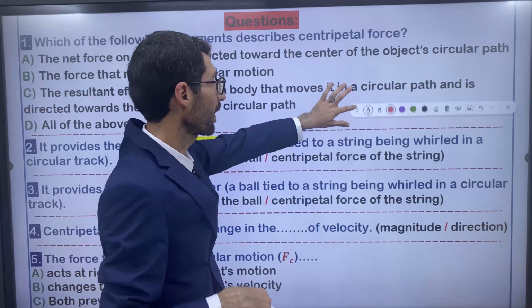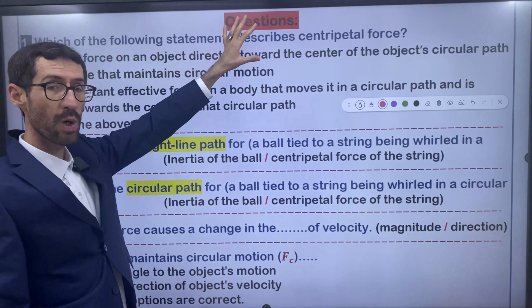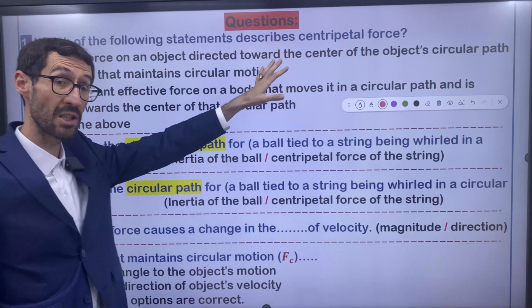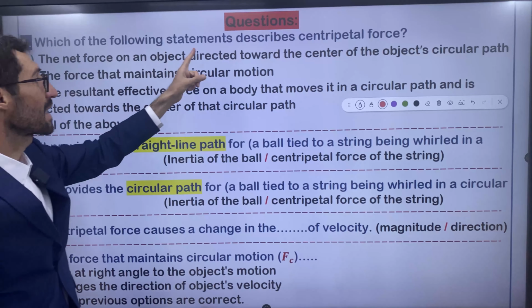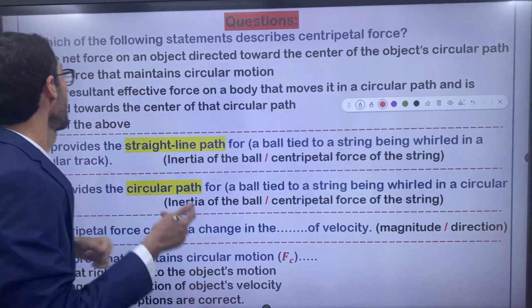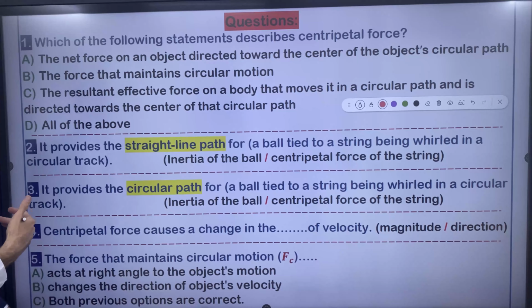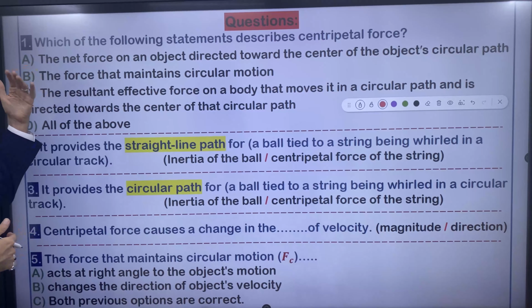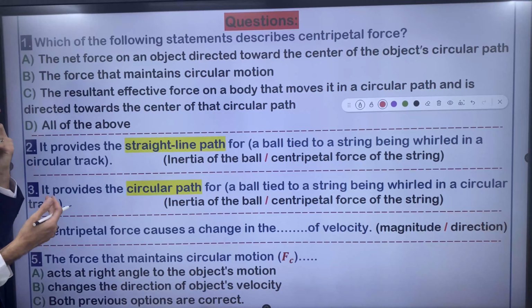Now I'm going to answer question number 1. These questions are related to centripetal force. Question number 1: which of the following statements describes centripetal force? Let me read them. They are definitions of centripetal force, and we want to make sure which definition is right and which one is wrong.